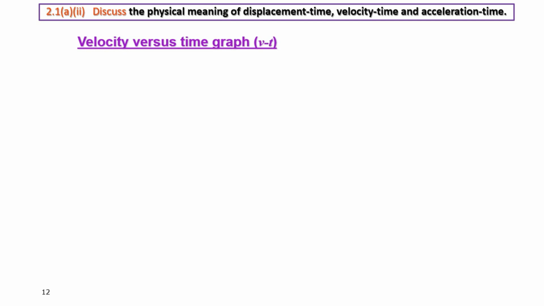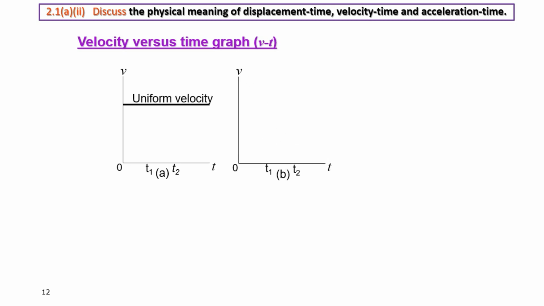Next, we discuss the velocity versus time graph. When analyzing a velocity-time graph, always remember that the gradient of the graph represents the acceleration. For the first graph, the graph is a horizontal straight line, so the gradient is equal to 0, and this means the object moves with uniform velocity, and the acceleration is equal to 0.